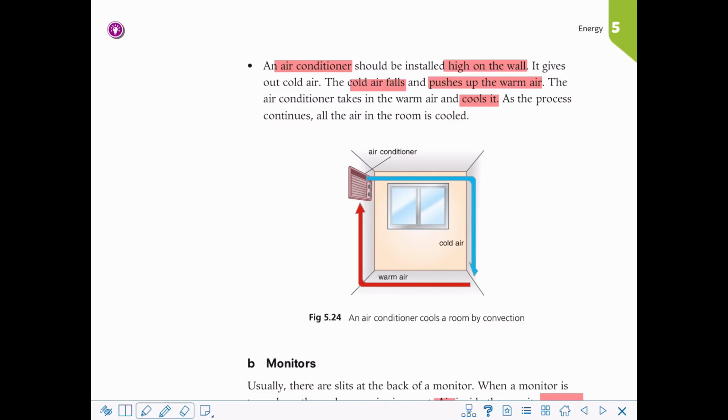An air conditioner should be installed high on the wall. It gives out cold air. The cold air falls and pushes up the warm air. The air conditioner takes in the warm air and cools it. As the process continues, all the air in the room is cooled. Well, if the air conditioner is installed near the floor, convection can only occur in the lower part of the room and the whole room cannot be effectively cooled.